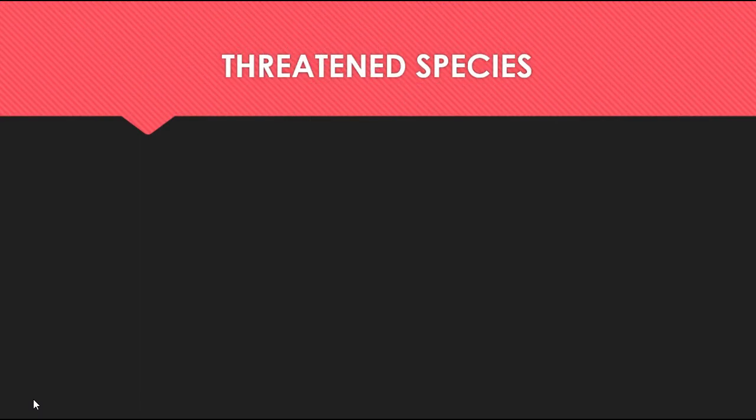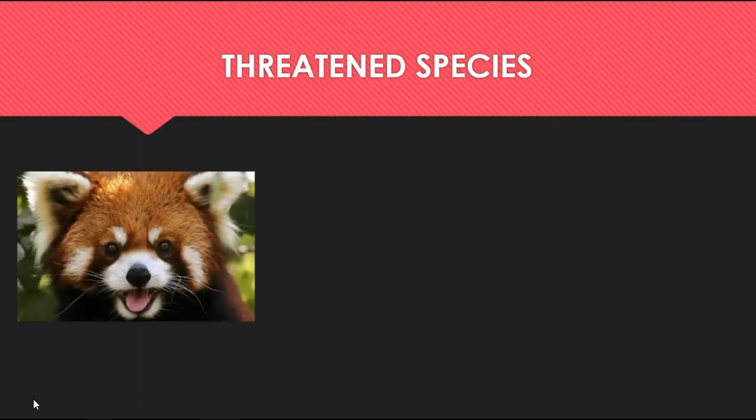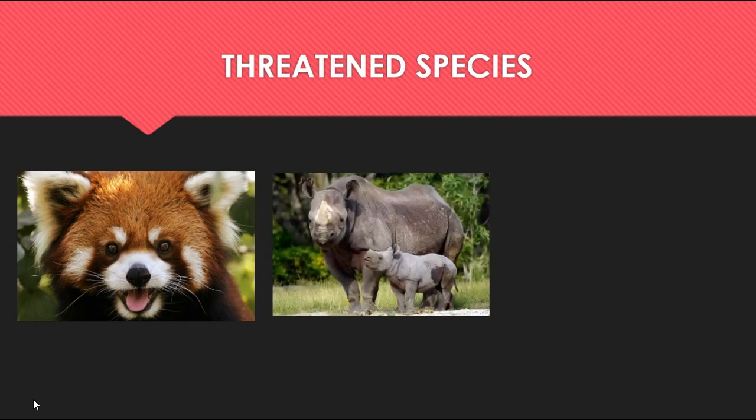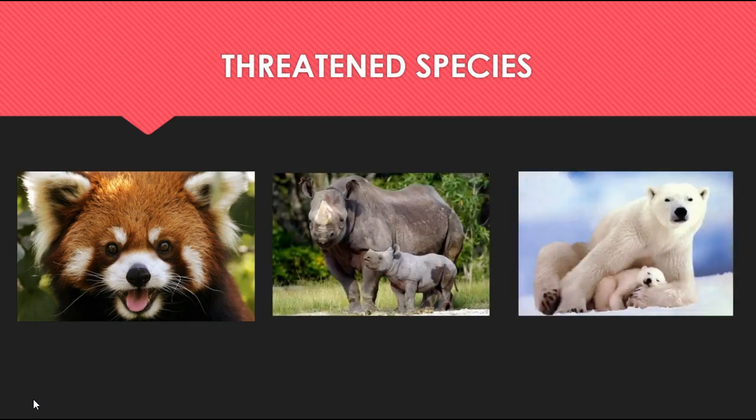And we're going to have a couple of examples of each of these. And again, threatened species are species that are in danger of becoming endangered. And so we've got our red panda, our black rhino, and our polar bear. The polar bear is very close to becoming an endangered species.